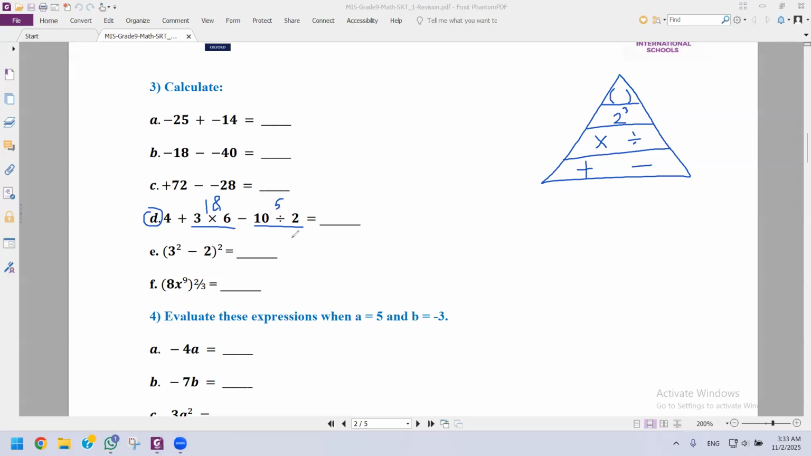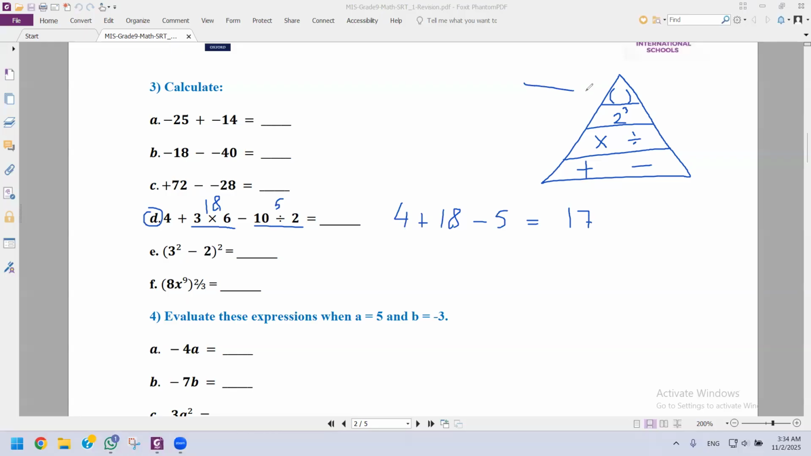Now let me write the answer. Let me write the question again. Simplify it. 4 plus 18 and then minus 5. 4 plus 18, 22. 22 minus 5 is 17. So this is called order of operation. Now E is also order of operation.